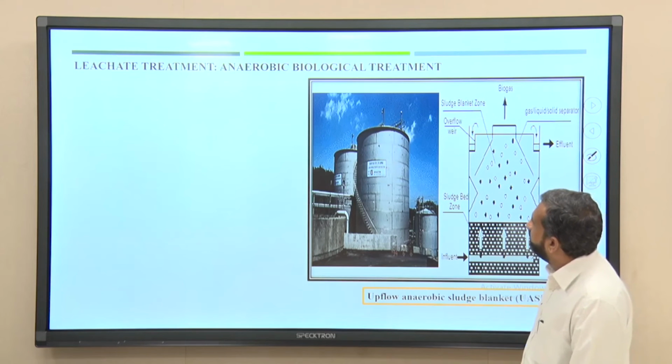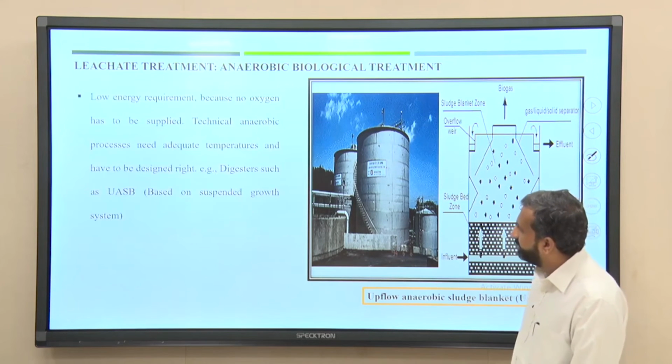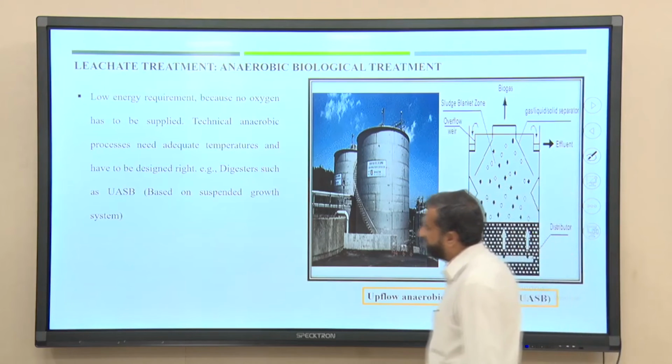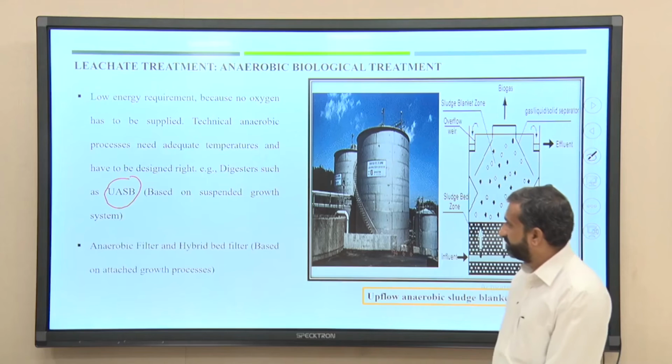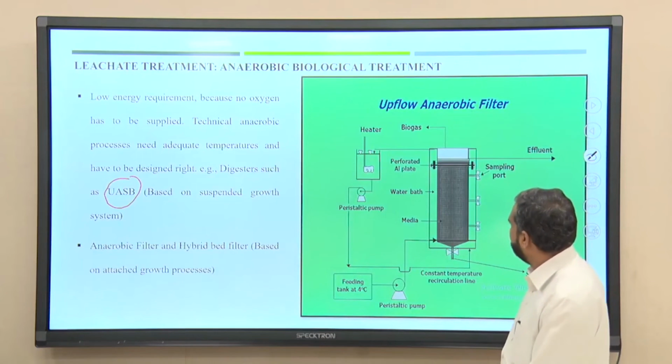Then there is an anaerobic biological treatment facility, where the major unit is the USB technique. USB is an upflow anaerobic sludge blanket clarifier. This is a very common technology for sewage treatment, and even the activated sludge process, RBC, and aerated lagoons are all sewage treatment facilities. Or you can use anaerobic filter, or even the hybrid bed filters can be utilized.